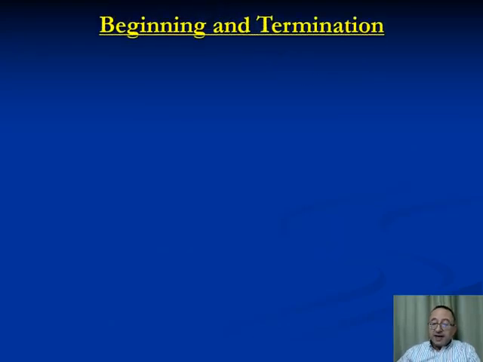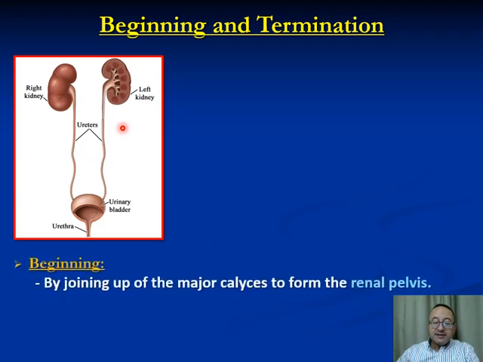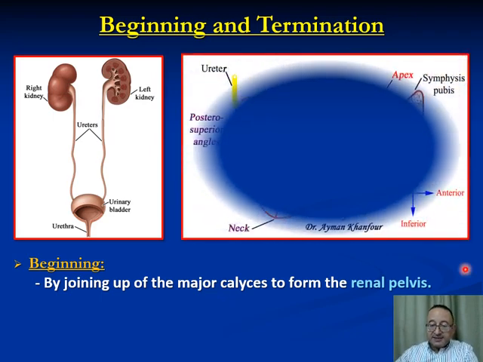What about the beginning and termination of the ureter? Now we'll start with the beginning of the ureter. The ureter begins from this part, which is the wide part called the renal pelvis, that's formed of aggregation of what's called major calyces, which are the collecting parts of the kidney, collecting units of the kidney. This is the beginning. And where does it terminate?